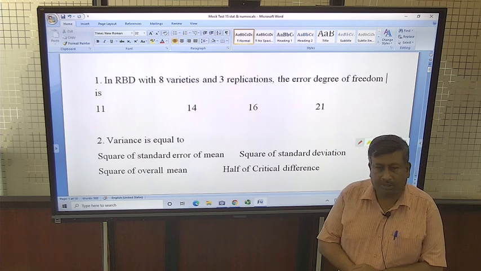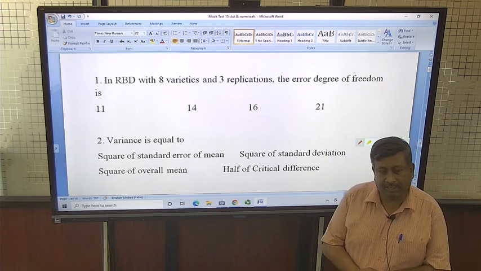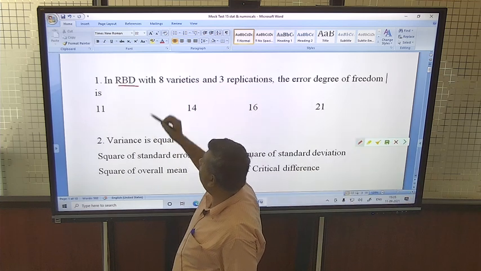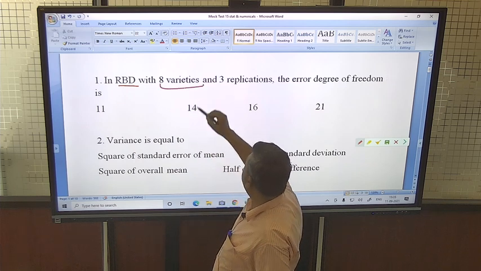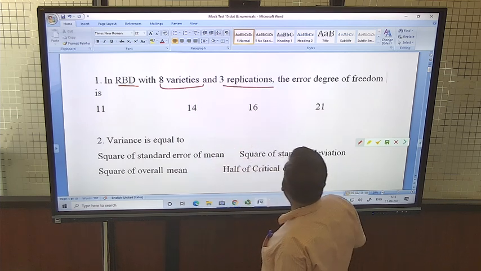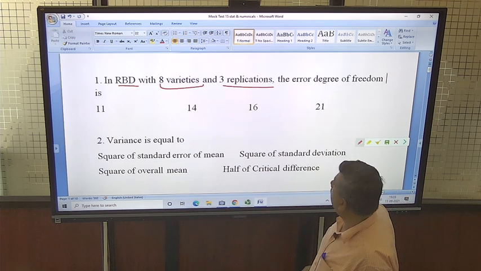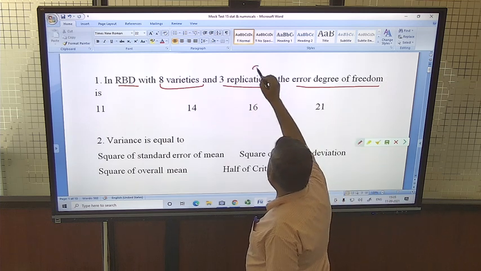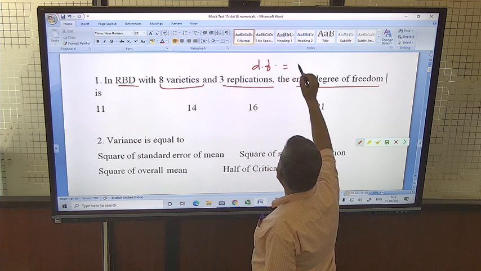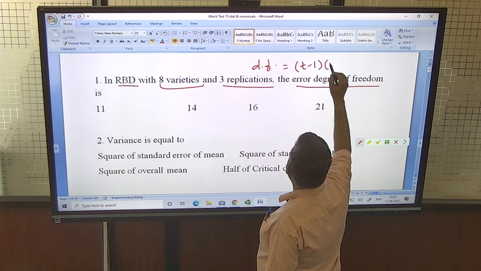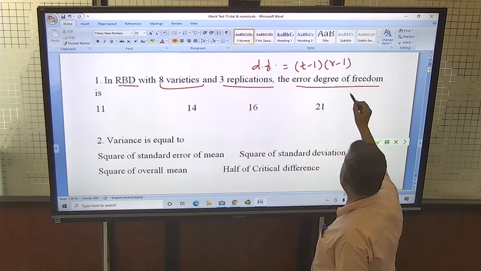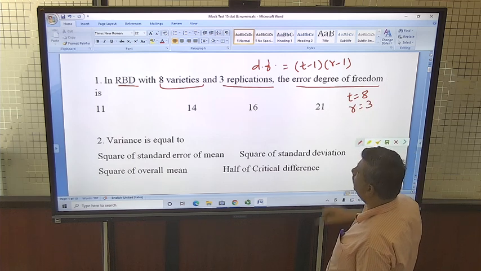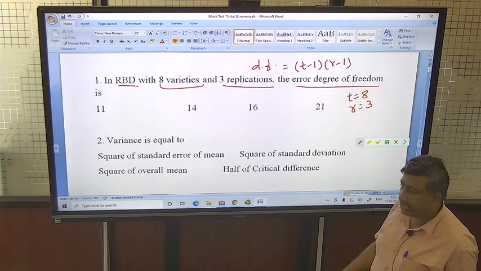Let us start this mock test based on statistical questions and some numericals. The first question is: in RBD, randomized block design, with 8 varieties and 3 replications, the error degree of freedom is. So here error degree of freedom is asked in RBD design. In case of RBD, degree of freedom is equal to (t minus 1) into (r minus 1), and here the t value, number of treatments, is equal to 8 and replication is 3. Now you can solve what is the correct answer.